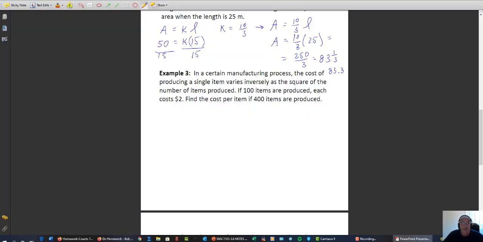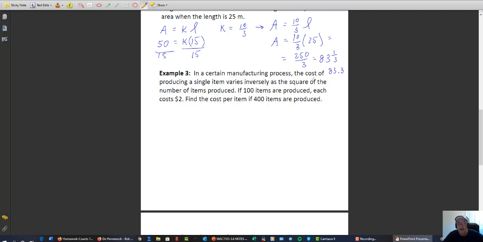All right, let's go for an example for you business majors out there. Now notice in example 3 here, it says in a certain manufacturing process, the cost of producing a single item varies inversely as the square of the number of items produced. All right, so this one's got a lot more involved here. So again, you're going to have to pick some variables in here.